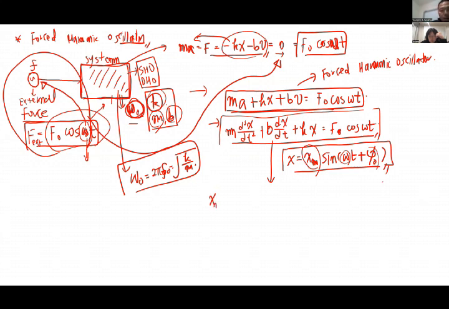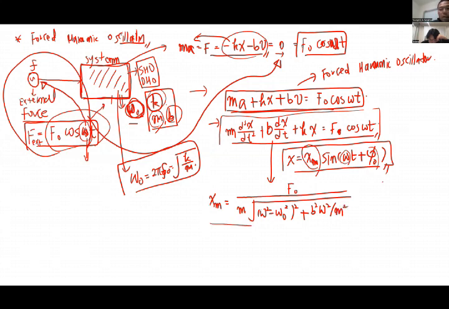Okay, so if you plug that in, the maximum amplitude itself is a function of f naught over the square root of m times omega squared minus omega naught squared, all squared, plus b squared omega squared over m squared. That is the expression of the maximum amplitude of this forced harmonic oscillator.